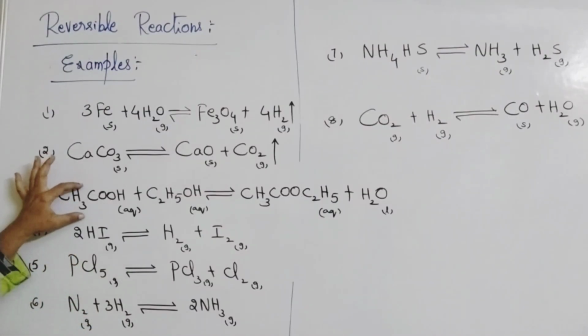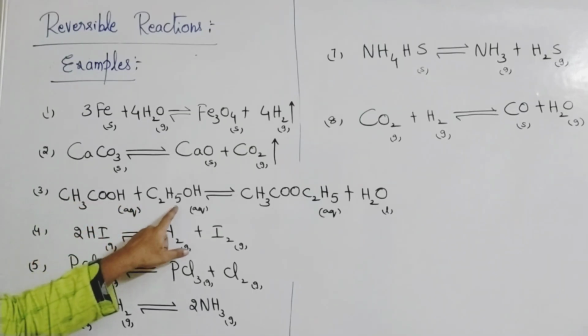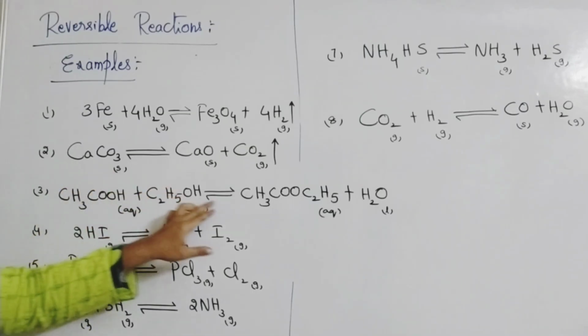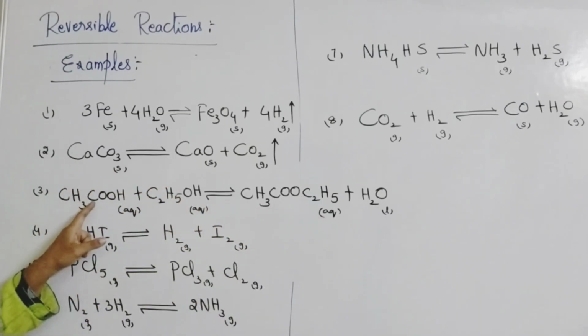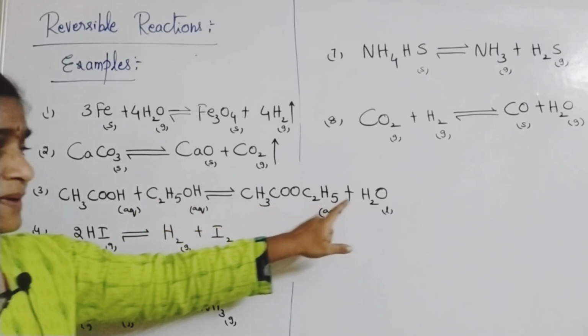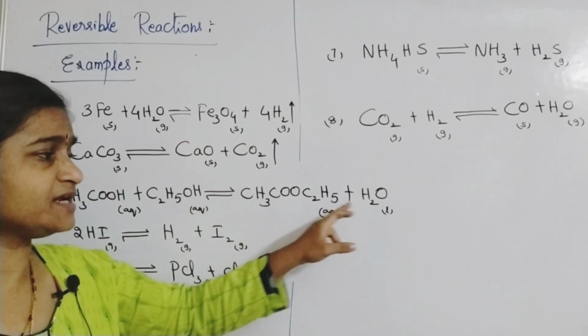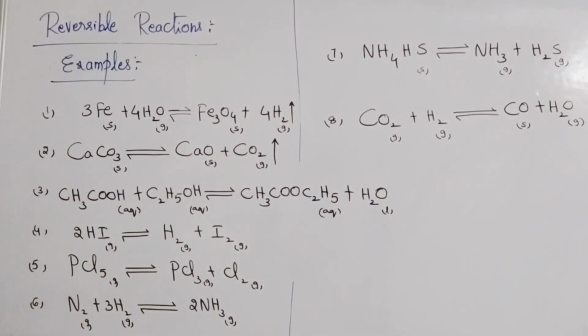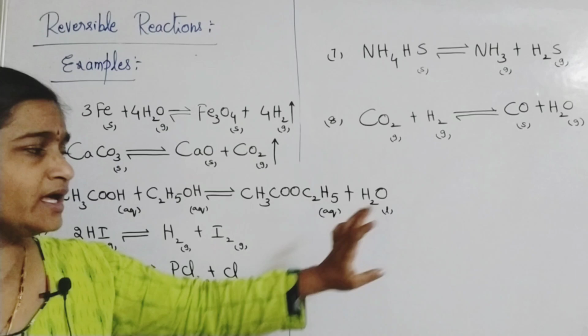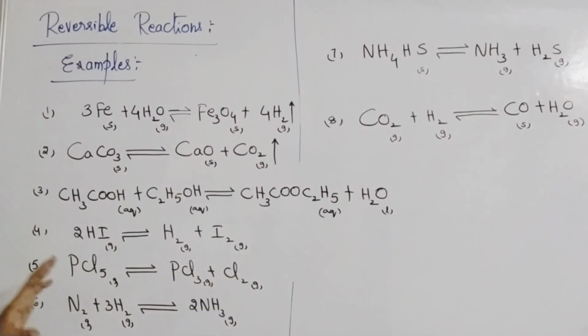Okay, next, CH3COOH, acetic acid, plus alcohol. This reaction is called an esterification reaction. Alcohol plus acid gives rise to ester plus water. You call this an esterification reaction. Here all are aqueous solutions. Formation of an ester is a reversible reaction.